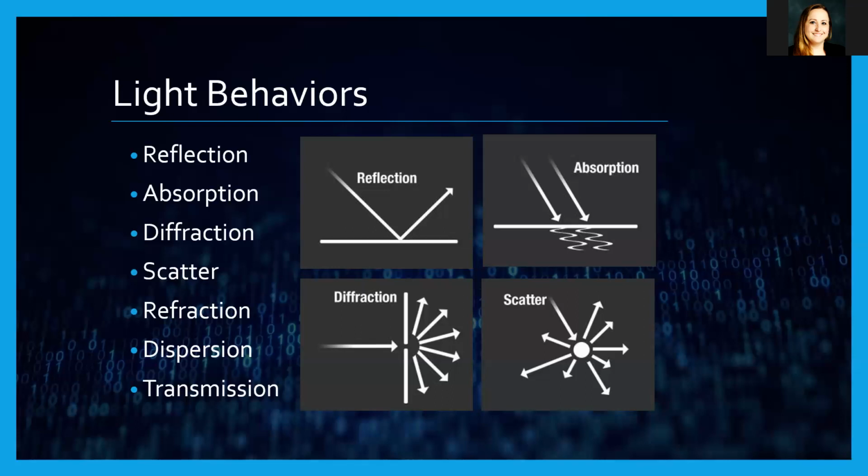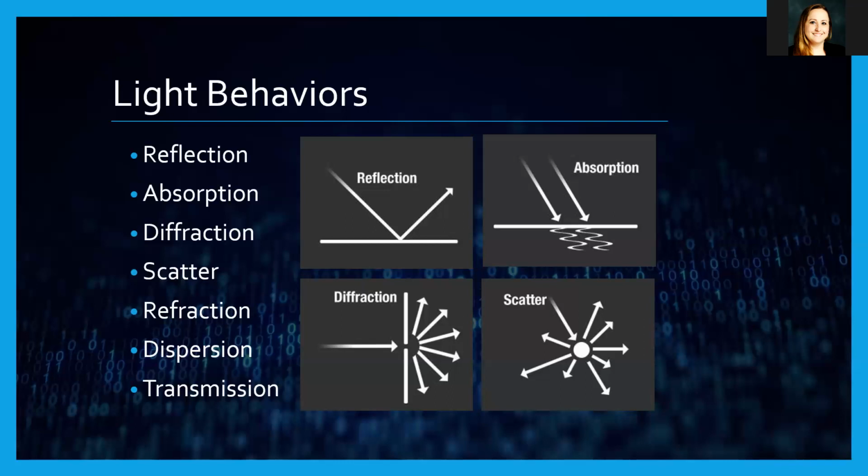Diffraction occurs when a wave bends and spreads around an obstacle, especially when a wave hits an object that's about the same size as its wavelength. Diffraction is responsible for forming rainbows. Scattering occurs when light bounces off an object in multiple directions. The amount of scattering is dependent on the wavelength of the light and the size and structure of the objects that it bounces off of.